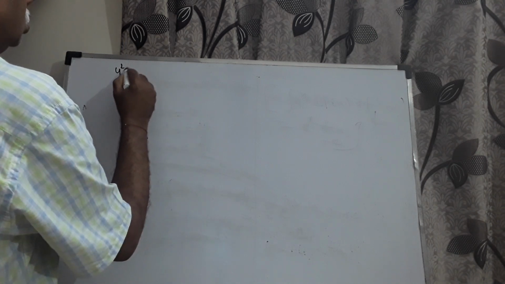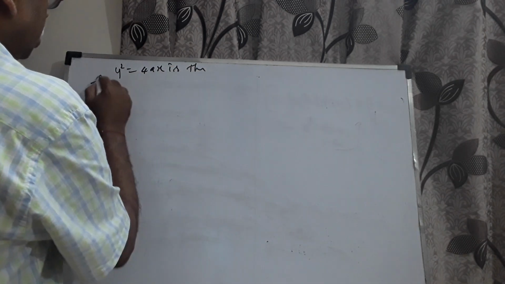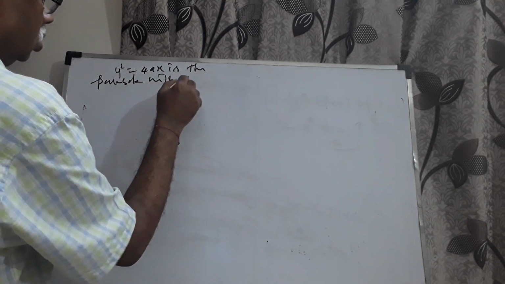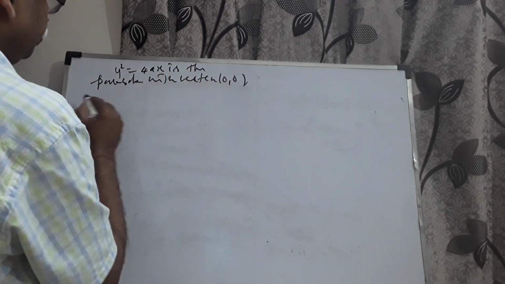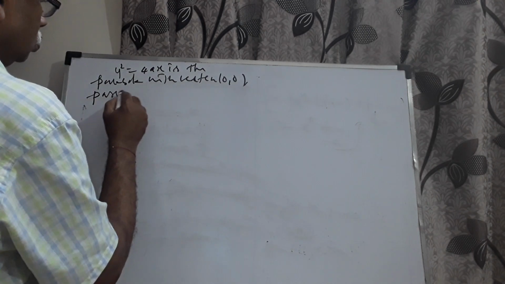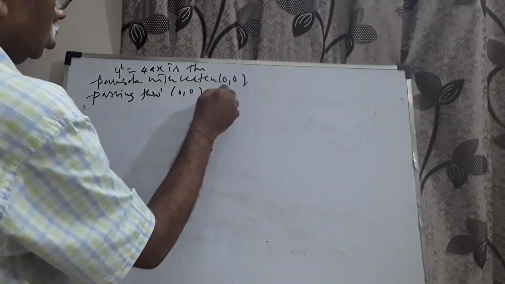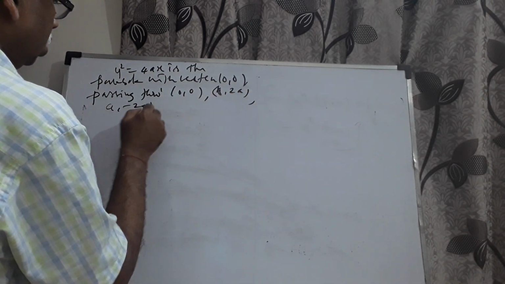Find the area of the region bounded by the latus rectum and the parabola y square equal to 4ax. Just see here, y square equal to 4ax is the parabola with vertex (0, 0) passing through (0, 0), (a, 2a), (a, minus 2a).